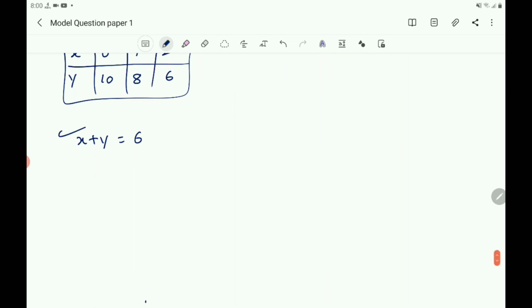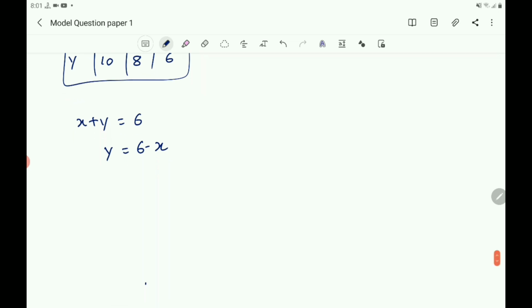Now you consider the second equation, x plus y equals 6. Again, write it in the form y equals mx plus c. So you got y equals 6 minus x. Then take some values for x; let us take 0. Then y equals 6 minus 0, which equals 6.